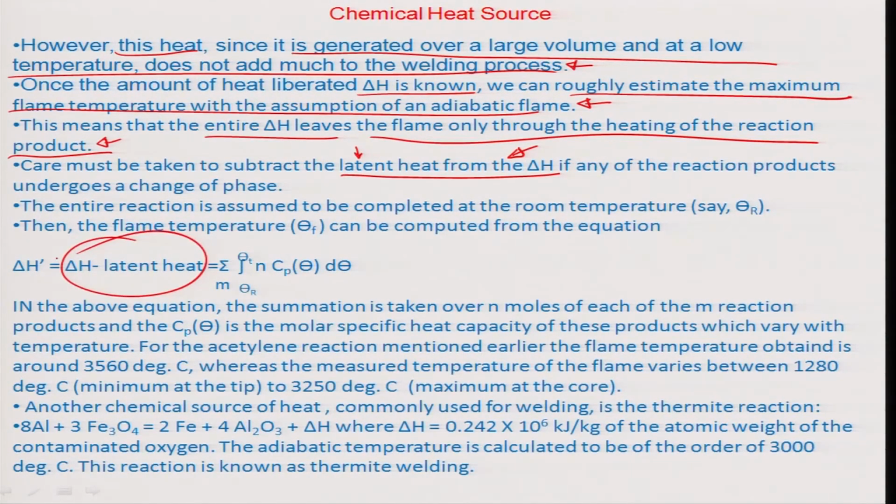So, suppose delta H is the total amount of heat which is transferred adiabatically through the flame because of the heating of the reaction products, and latent heat is taken off as delta L. That is the total amount of enthalpy change produced, and it can be put together as an integral of n Cp d theta, with theta varying between theta r and theta t.